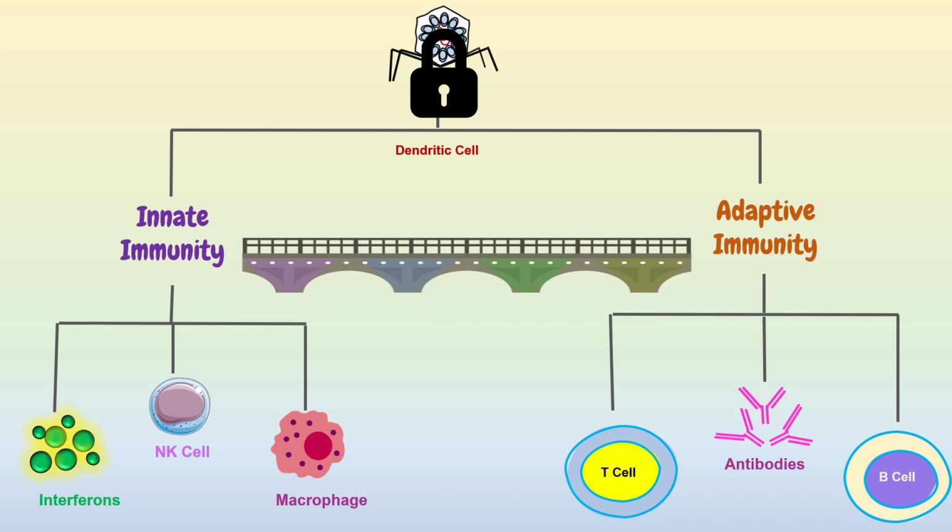dendritic cell. These dendritic cells form a bridge between the innate and adaptive immune systems. But a question arises: how does the dendritic cell form a bridge between innate and acquired immunity? Well, you will get the answer to this interesting question later in this video. Let's discuss the innate immunity and then acquired immunity against viruses, or how our immune system works against viruses.